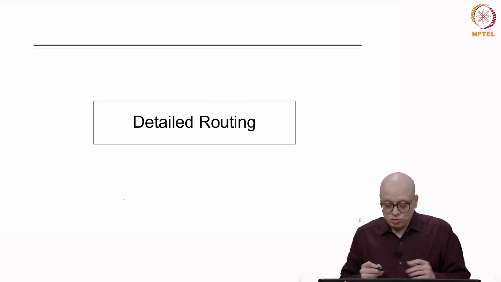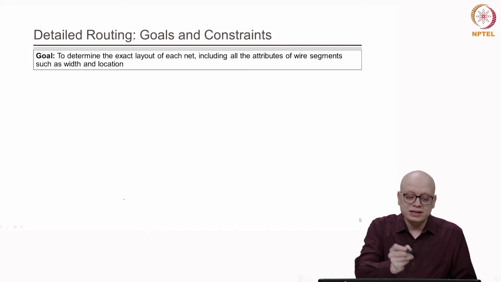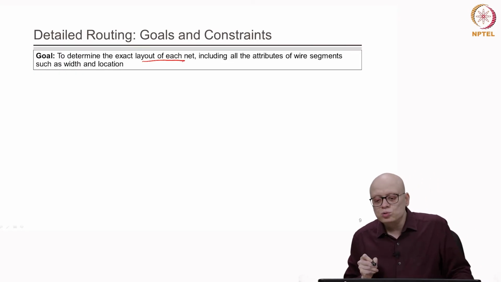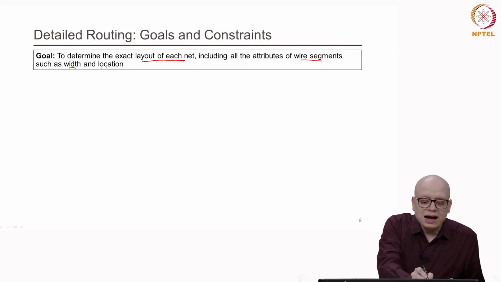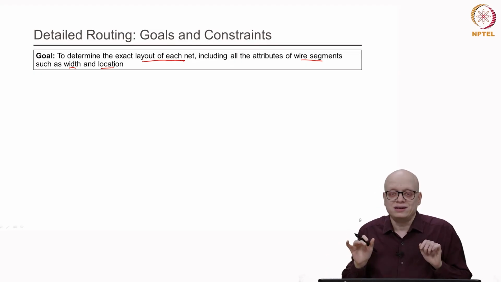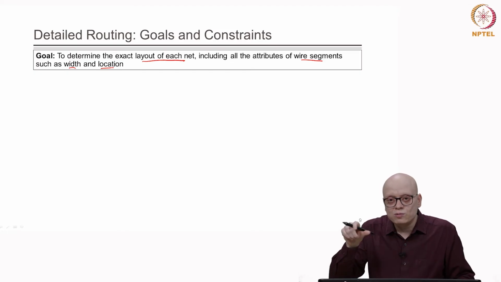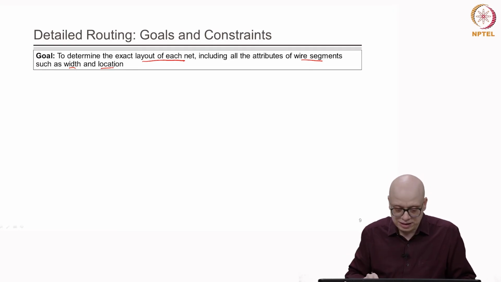Now, let us look into detailed routing. Now, what are the goals of detailed routing? So, the goal of detailed routing is to determine the exact layout of each net, including all the attributes of the wire segments such as width and location. So, now the detailed router will create the entire layout for a net, right. It will break down a net into multiple wire segments, and for each wire segment, what is its width, what is its location, those will be determined during detailed routing.